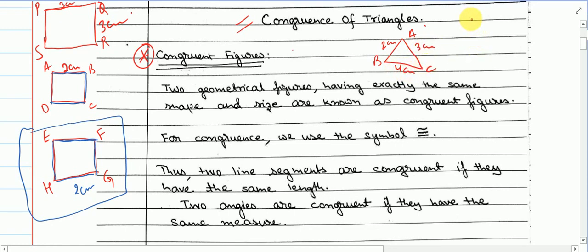And there is another triangle PQR. Let's say this is 2 centimeter, this is 3 centimeter, this is 4 centimeter. So here you can see that for this triangle ABC, this is 2 centimeter. So in this triangle also we have one side which is equal to 2 centimeter.